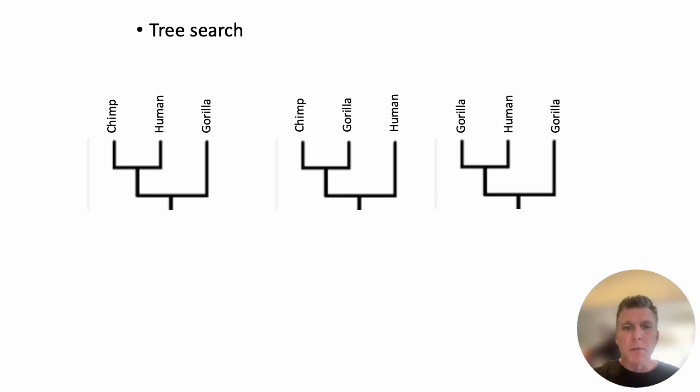For three taxa, the number of potential evolutionary relationships is 3. You can have chimps and humans sharing an evolutionary history separate from gorilla. You can have chimps and gorillas sharing an evolutionary history separate from humans, or you can have gorillas and humans sharing an evolutionary history. It shouldn't be separate from gorillas there. It should be separate from chimps. Sorry about that.